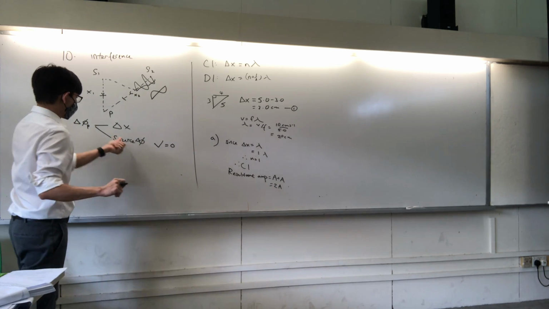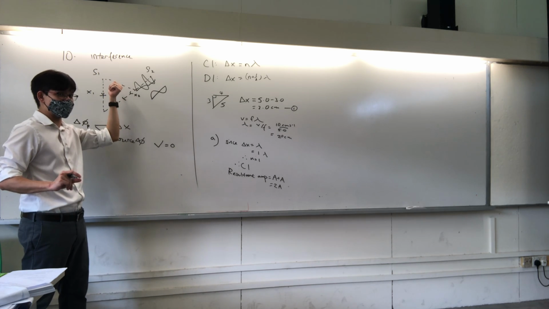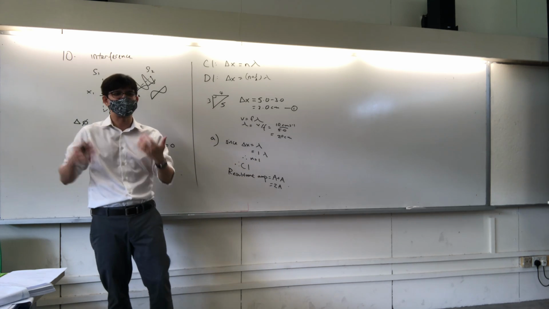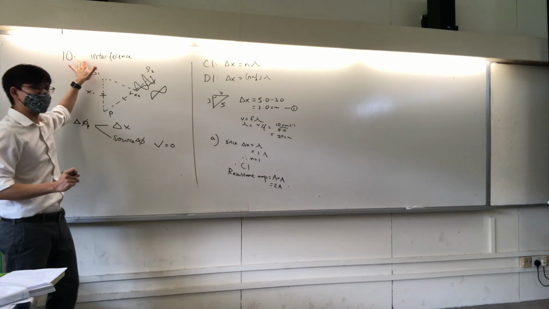For example, if I make one of the sources stronger, like it emits amplitude 2A, and this one emits amplitude A, then when I have constructive interference, it can be 3A total. You just need to add up the individual amplitudes of the waves. And that's basically what the principle of interference states.